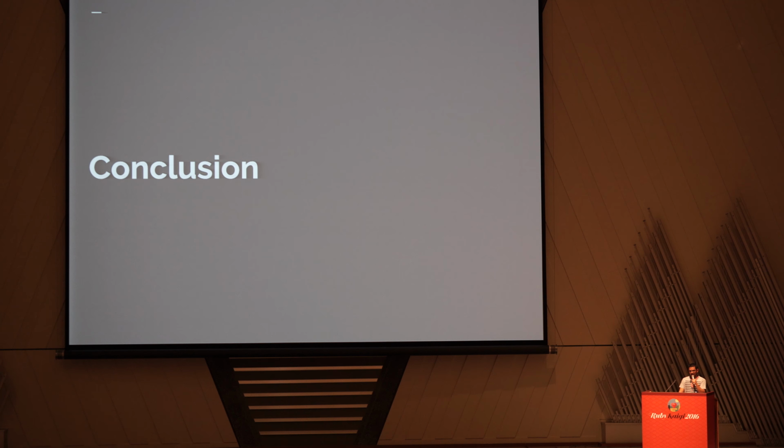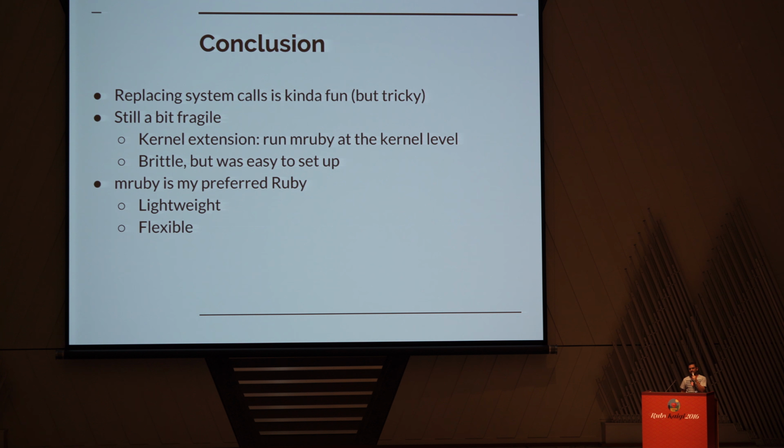So, as a conclusion, replacing system calls was kind of fun. It was the first time I was dealing with that type of stuff, and I was learning about LD preload. It was kind of easy actually to do. There are ways to escape the protection I was describing, because only when you export this LD preload, only the current session is going to use that shared library. So maybe running as a kernel extension could be something that can be done. And I kind of love the idea of running Ruby at the kernel level too.